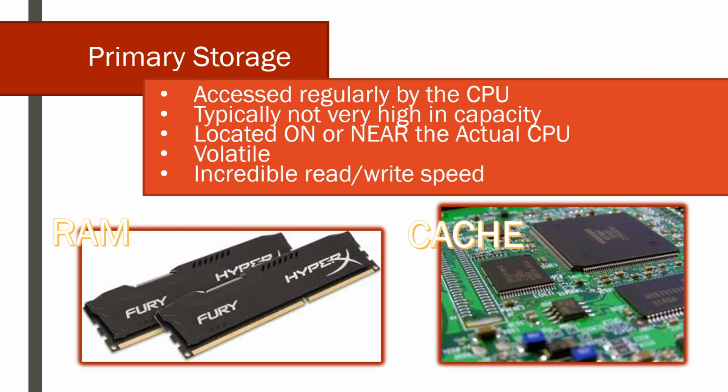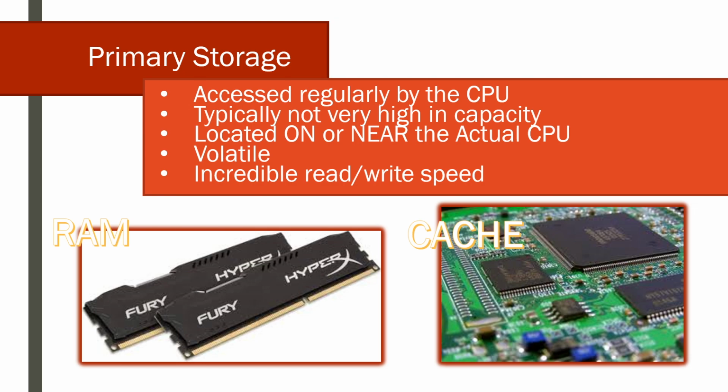They're typically not very high in capacity. RAM is a few gigabytes, but cache can be a few kilobytes to megabytes. They're both located on or near the CPU. If you look at the pictures, the cache is on an integrated circuit on the motherboard right next to the CPU, whereas RAM, you load into slots on the motherboard, which again is very close to the CPU.